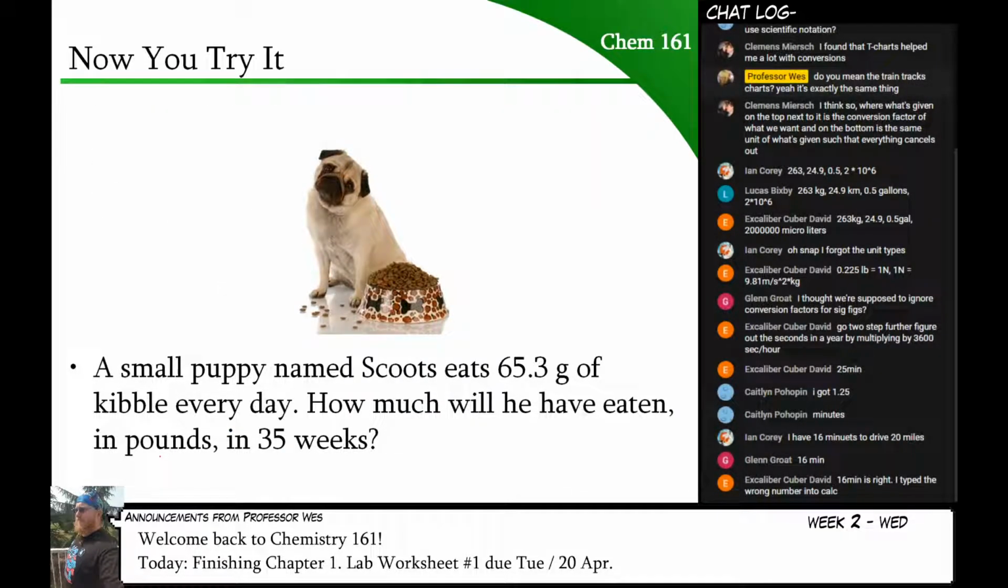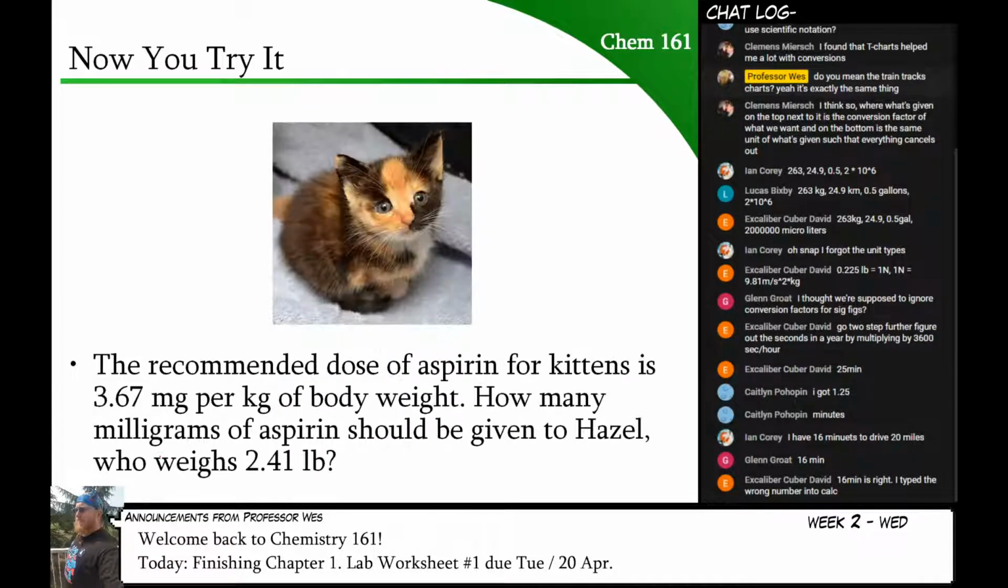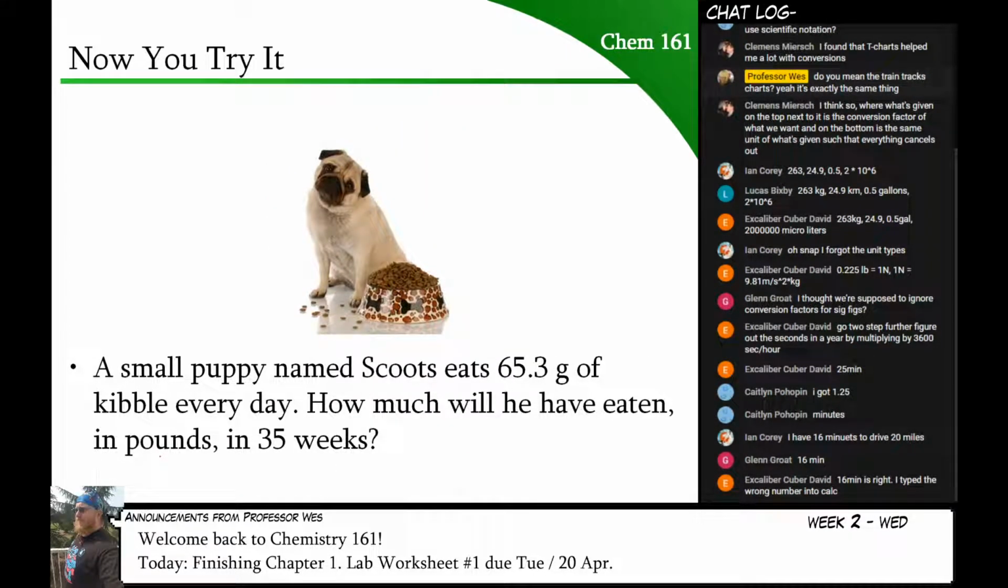This is Scoots. Scoots eats 65.3 grams of kibble every day. He's hungry. How much food will Scoots have eaten in 35 weeks? So I'll give you 3 minutes to do this one. We'll go over the answer, and then we'll do Hazel's problem over here. And then we'll be done with chapter 1. I'm going to just leave the rest of it for you to practice. Okay, go ahead and solve this problem, and I'll be back in 3 minutes to go over the answer.